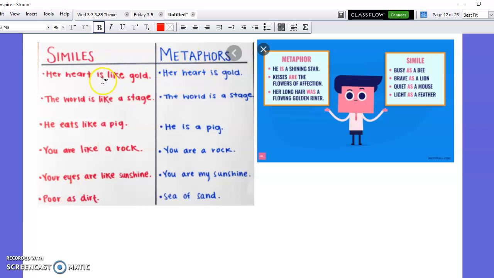Metaphors do not have the words like or as in them, so it's just: her heart is gold. The world is a stage. He is a pig. You are a rock. You are my sunshine. I don't get that last one.